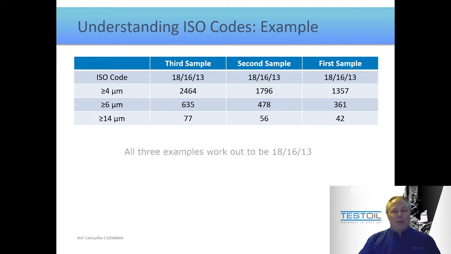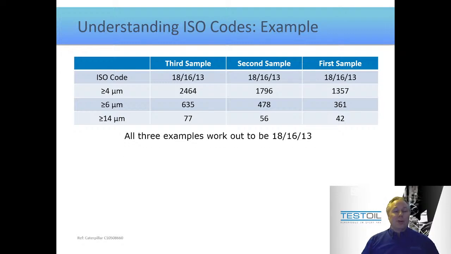So this is the point. All 3 samples work out to be 18, 16, 13. If I asked you, looking at the ISO codes only, what is the particle count doing? Now we would all come to a quick consensus and say, it's not changing. Right? It is a stable particle count.